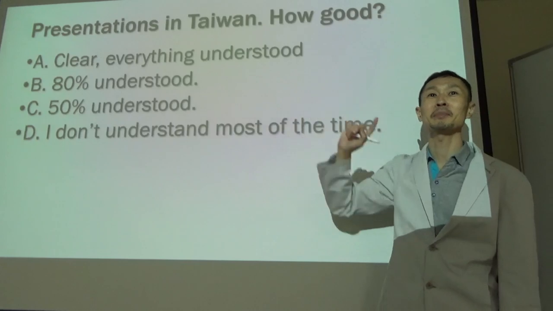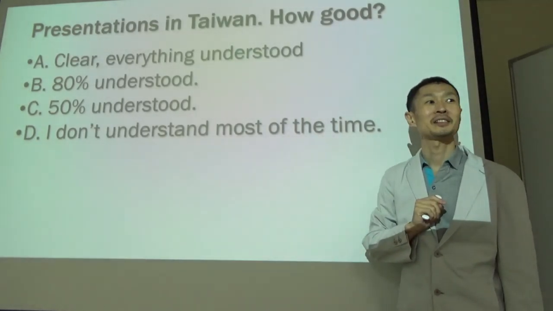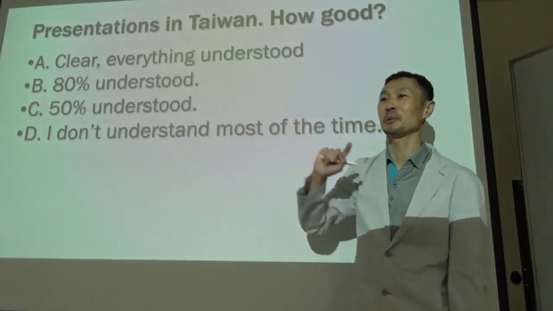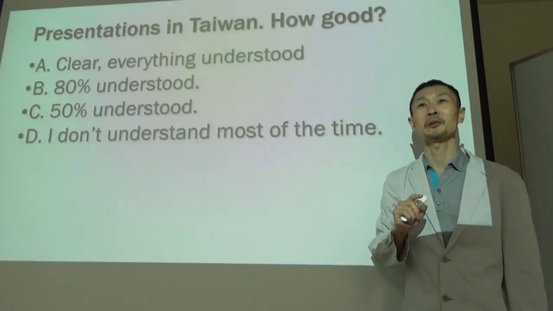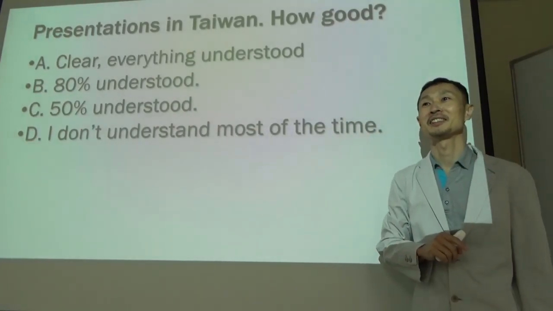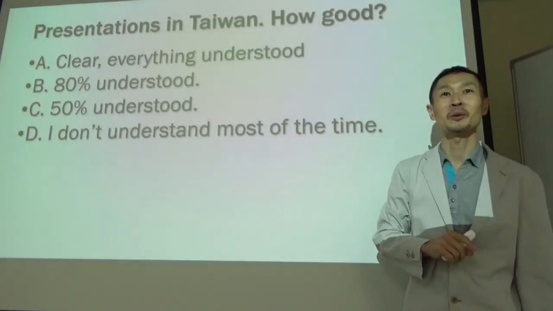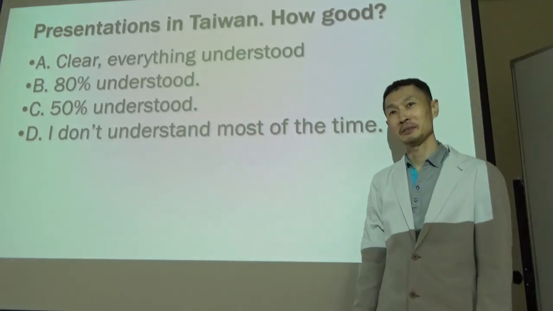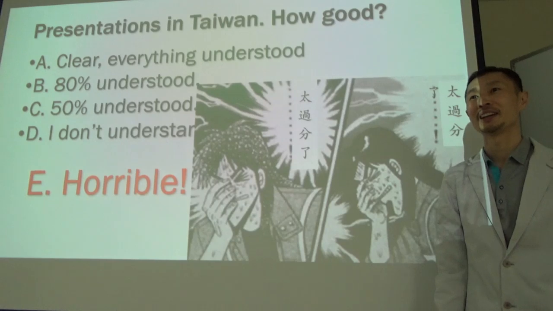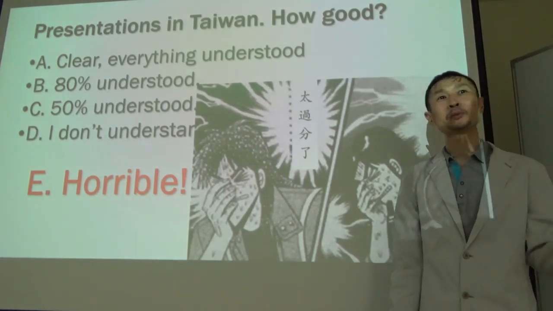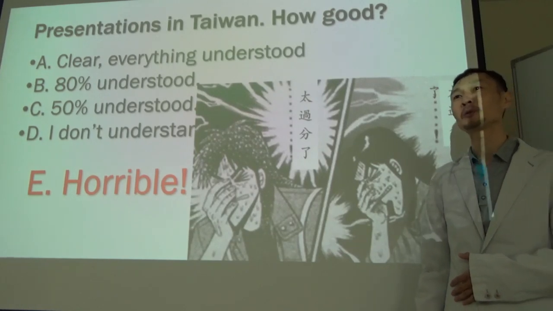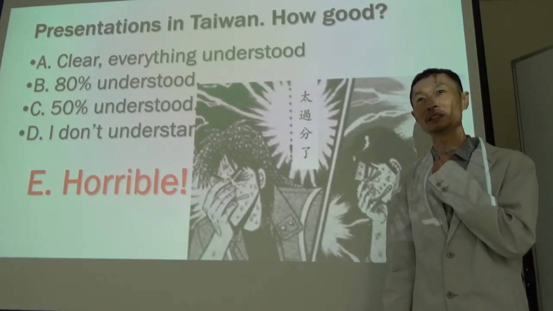How about B, 80%? Okay. One person. C, 50%. Oh, okay. A lot of people, 50%. How about D? I don't understand anything. There are some people. Okay, my opinion is E. This is horrible. Compared to my previous experience outside of Taiwan, talks in Taiwan are not so high standard.